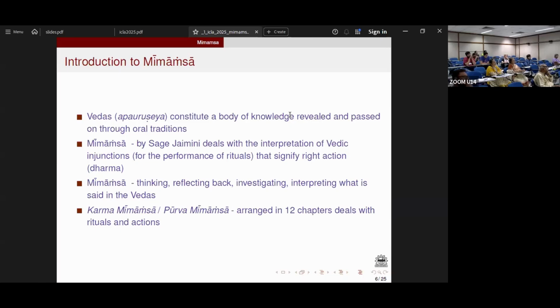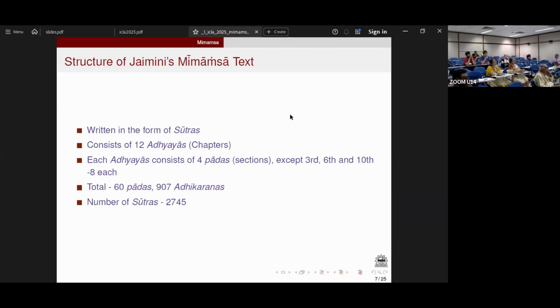As given by Jaimini Maharshi, the entire Purva Mīmāṁsā part is arranged into 12 chapters, which deal with various aspects of how the interpretation is to be done. This entire Mīmāṁsā text that he has written is in the form of sutras. Sutras you can look at as short aphorisms, very short sentences which are very precise. So it is in the form of sutras, organized in 12 chapters, 12 adhyayas.